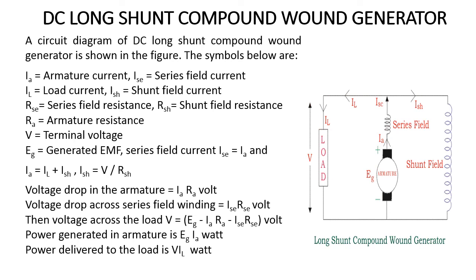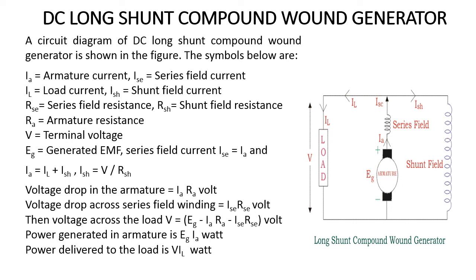A circuit diagram of DC long shunt compound wound generator is shown in the figure. The symbols below are: Ia equal to armature current, ISC equal to series field current, IL equal to load current, ISH is equal to shunt field current, RSC equal to series field resistance, RSH is equal to shunt field resistance, RA equal to armature resistance, V equal to terminal voltage, Eg equal to generated EMF.